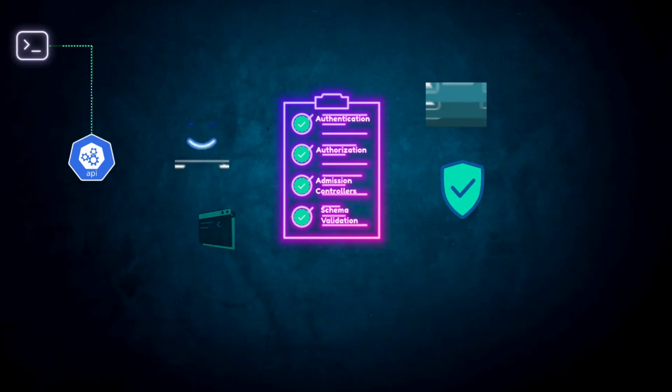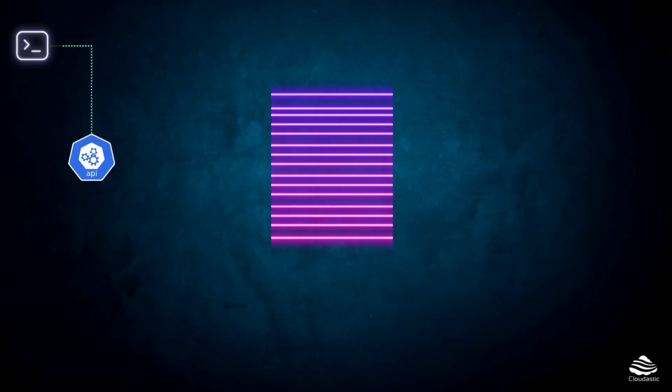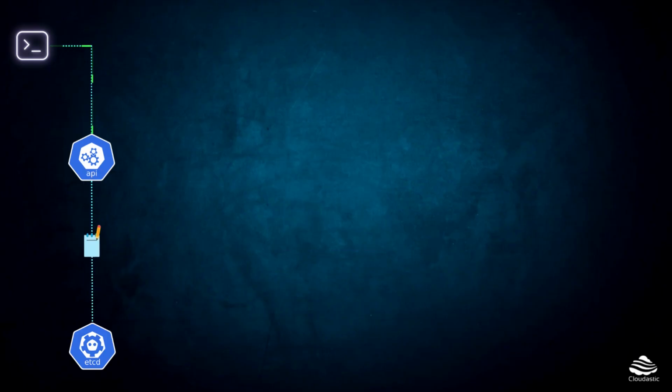If the request passes all the checks, the API server stores the desired state in the etcd database. At this stage, the pod status is officially pending, and it does not have a node assigned to it yet.